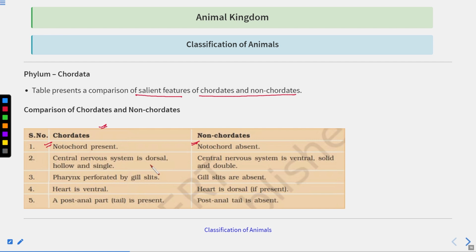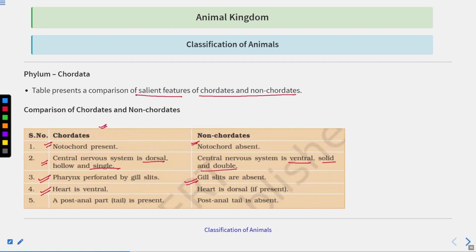Central nervous system is dorsal, hollow and single. Central nervous system is ventral in position. See the difference. In chordates, it is dorsal in position. In the case of non-chordates, it is ventral in position, solid and double. And here it is single. Pharynx perforated by gill slits. Very, very important. In the case of non-chordates, gill slits are absent.